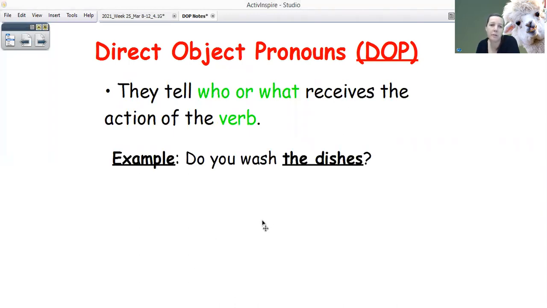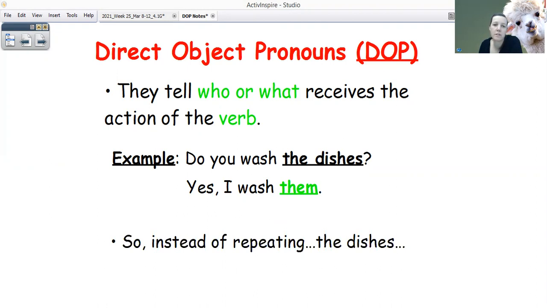Okay, an example: do you wash the dishes? What are we washing? We're washing the dishes, right? So yes, I washed them. It's a way to replace the dishes, the noun, with a pronoun. So instead of repeating the dishes, we can just say them.